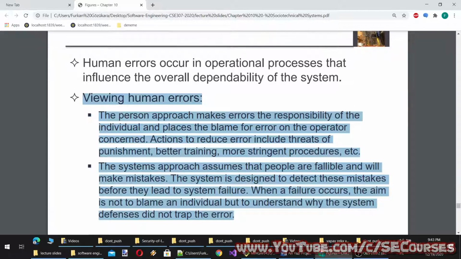When you're developing a system, you always have to consider that the operator may make mistakes. Therefore, you have to take precautions and try to quarantine that error. Okay, so with this approach you may prevent system failure, you may prevent damage to the system.